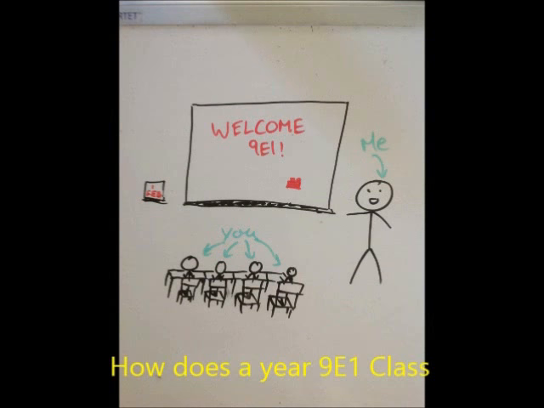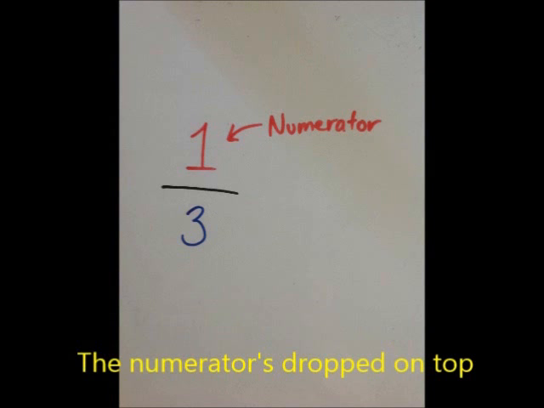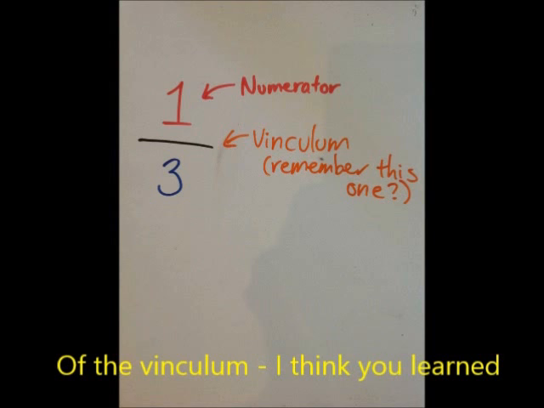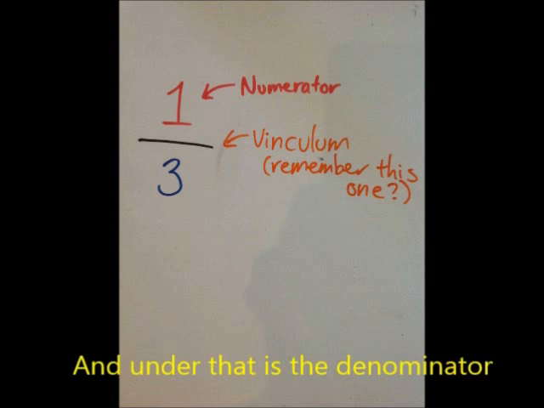How does a Year 9 E1 class come to be in a spot where we gotta know the numerators dropped on top of the vinculum? I think you learn that definition later. And under that is the denominator. One week later, we felt absurd talking surds.